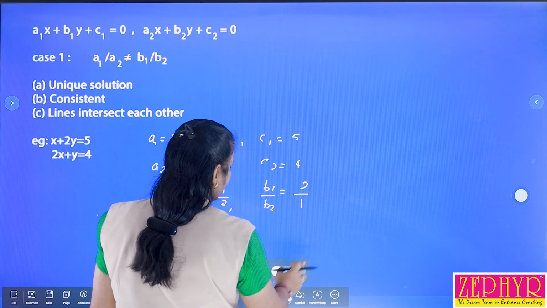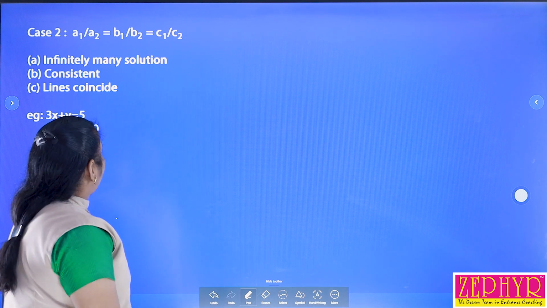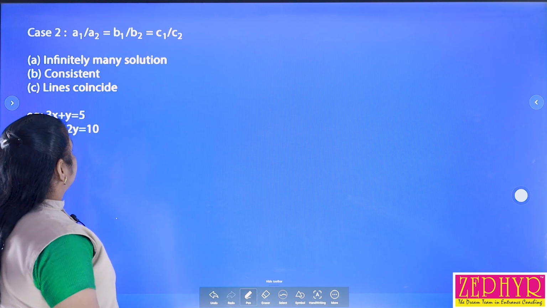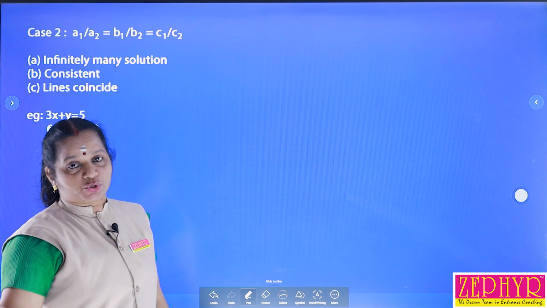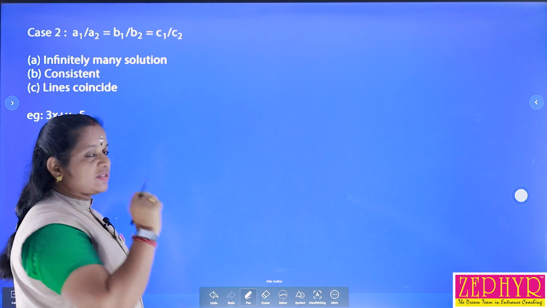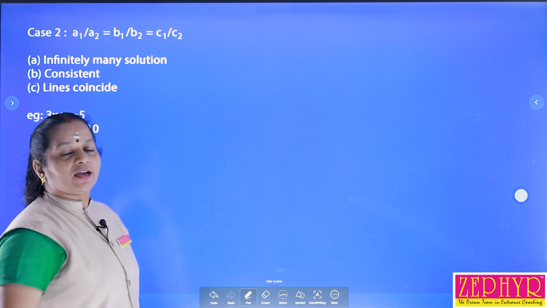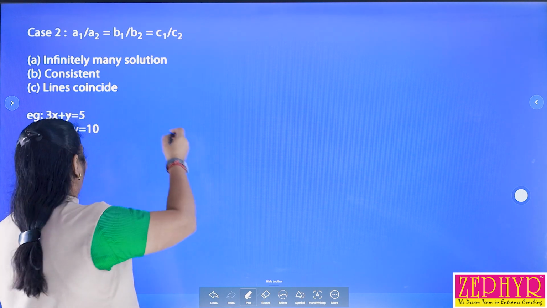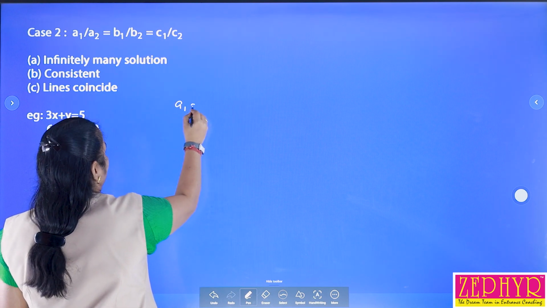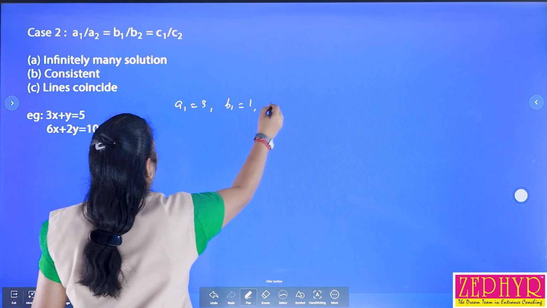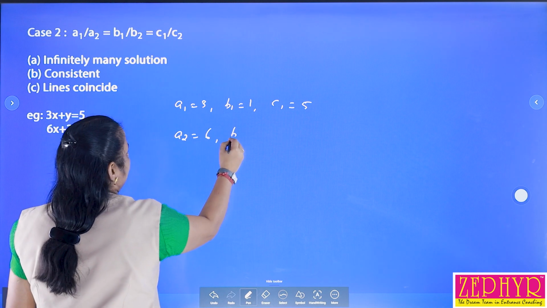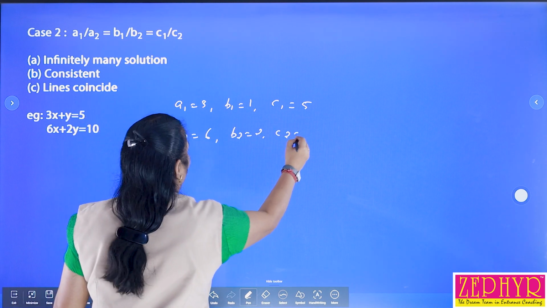Okay, then the next one, case 2. a1 by a2 is equal to b1 by b2 is equal to c1 by c2. Then this system of equations has many solutions. There are infinitely many solutions for these two equations, and these equations are again consistent, and the lines coincide, or the lines are the same. Consider the equation 3x plus y is equal to 5. a1 is equal to 3, b1 is equal to 1, c1 is equal to 5, and a2 is equal to 6, b2 is equal to 2, and c2 is equal to 10.